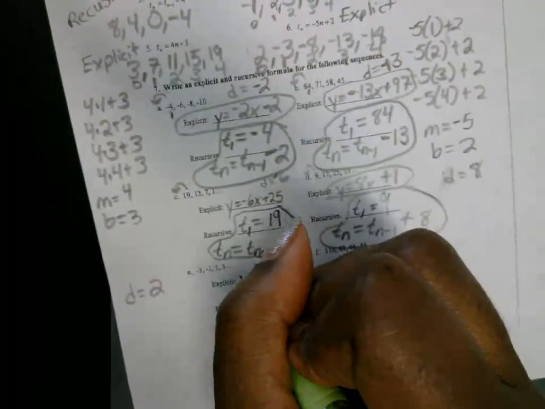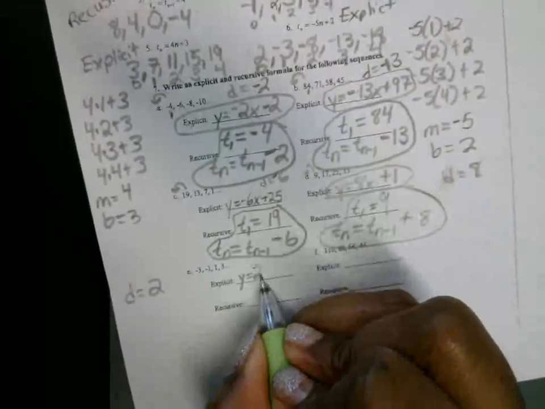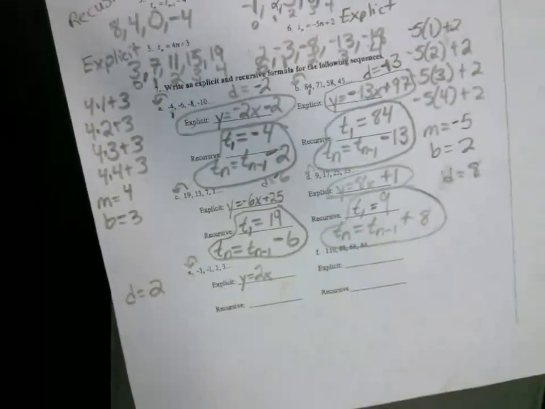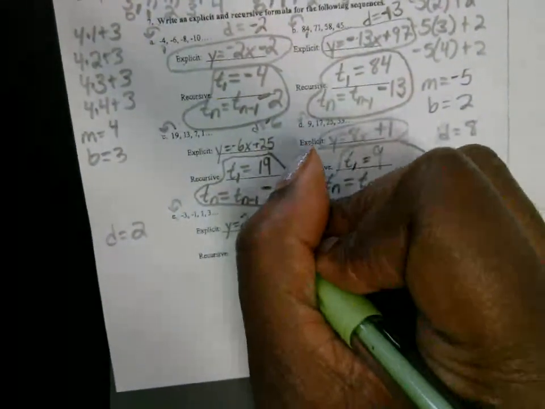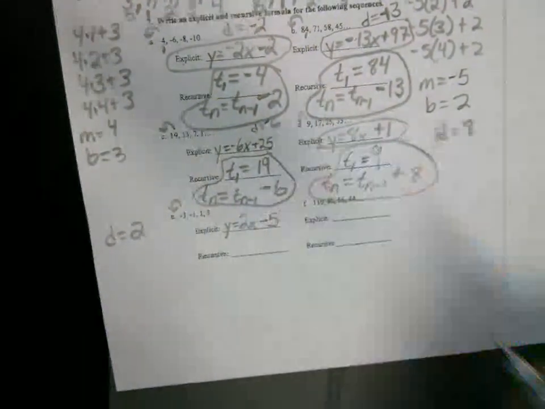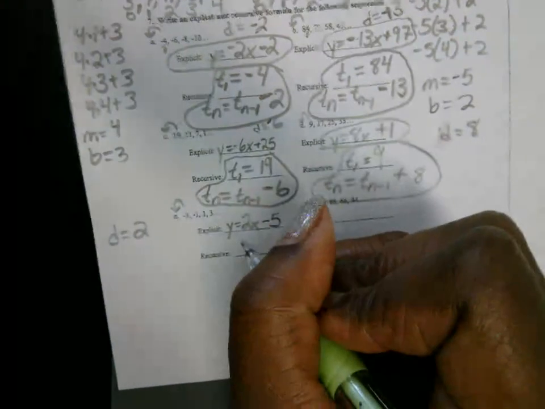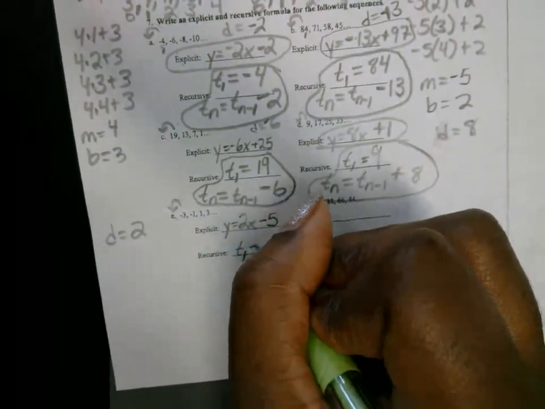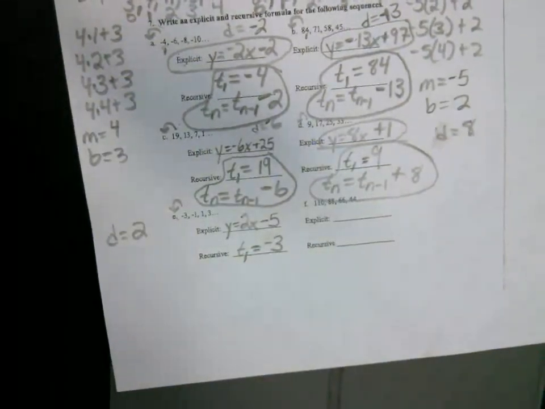Okay, so it's y is equal to what? 2x. What was the starting amount, the starting number, the number before the first one? -5. That's your explicit. Recursive, starting number. I'm sorry, the first number, T sub 1 is equal to what? -3. That's the first number in the list.